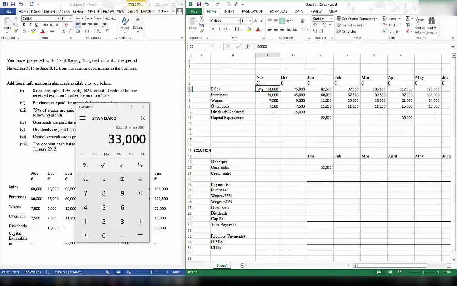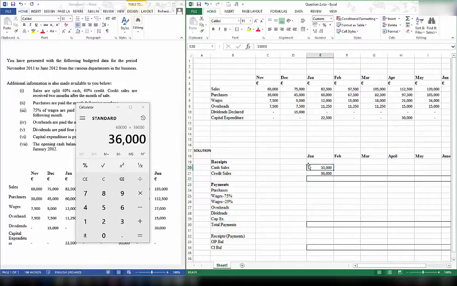We had 60,000 sales in November, and of that 60,000, 60% were credit sales. So let's go back to our calculator again. We had 60,000 in sales multiplied by 60%, which means that 36,000 of our sales in November were actually received in January. So 36,000 credit sales.